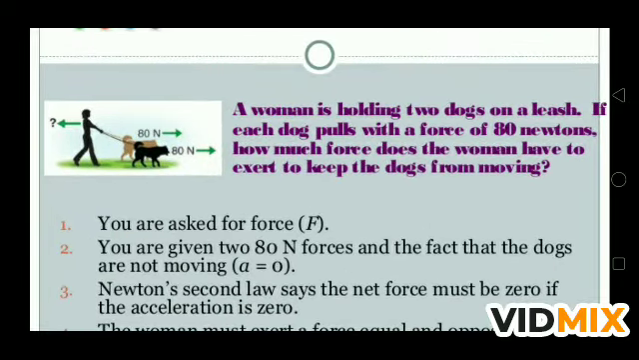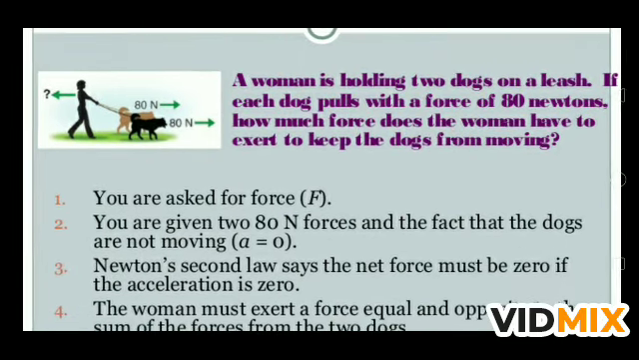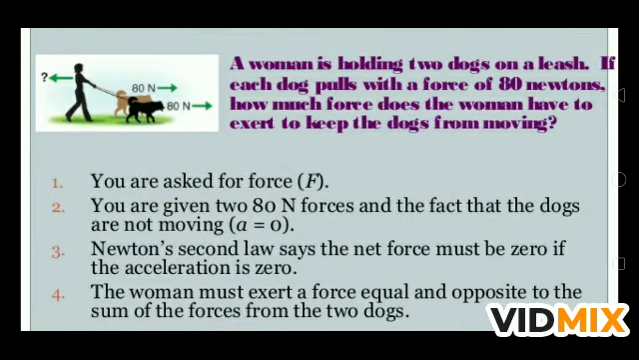So here a question is there: a woman is holding two dogs on a leash. If each dog pulls with a force of 80 Newton, how much force does the woman have to exert to keep the dogs from moving? Means if the woman applies force on the two dogs and the dogs will not move, how much force will the woman have to apply? So you have to find the force.